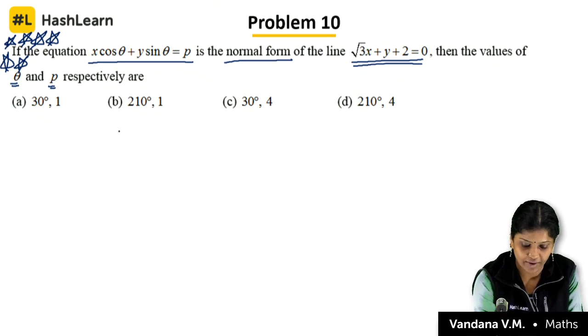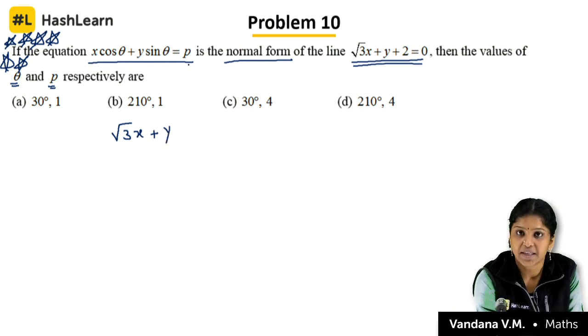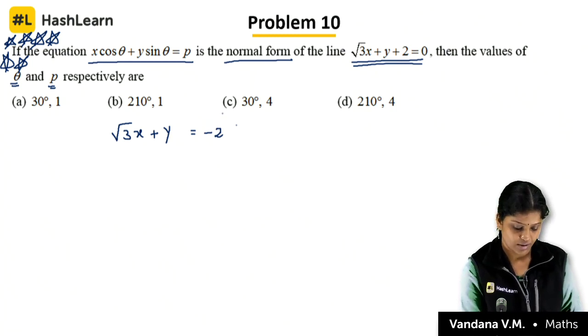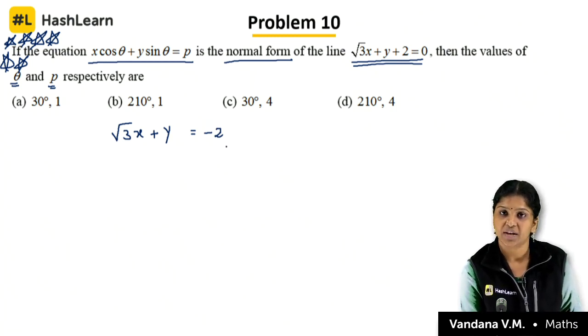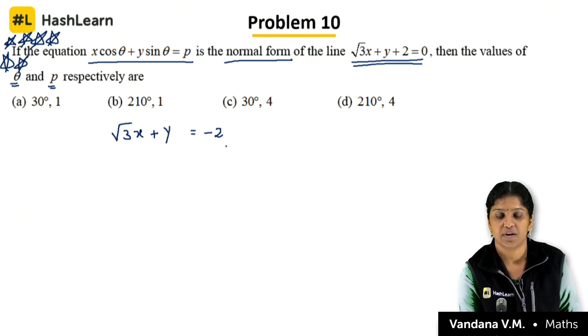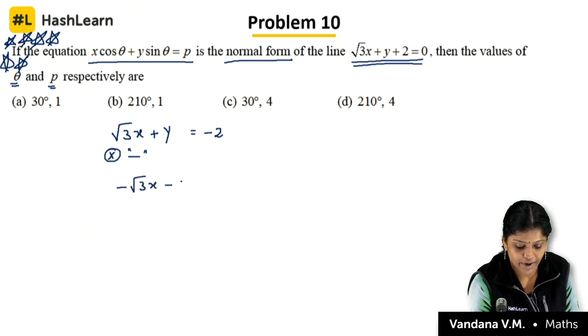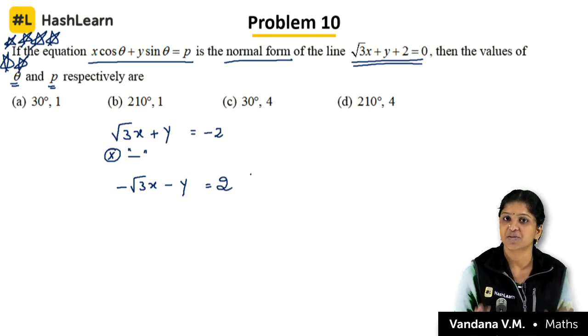So, whatever the given value, please write. Root 3x plus y plus 2 is equal to 0, so minus 2 on this side. What am I going to get? p. So, p is a distance, it is always positive. So, first thing is multiply with minus: minus root 3x minus y is equal to 2. Yes, now the distance is positive.